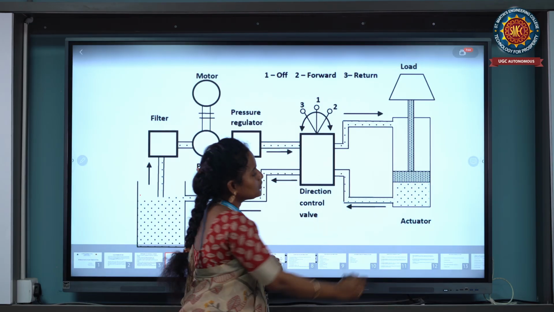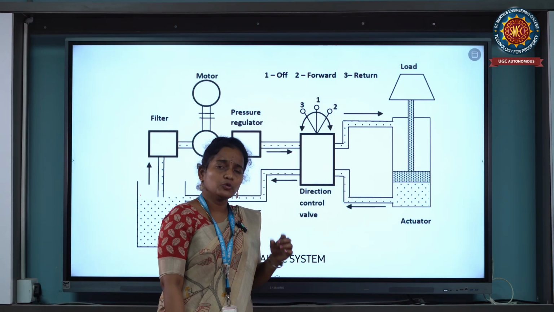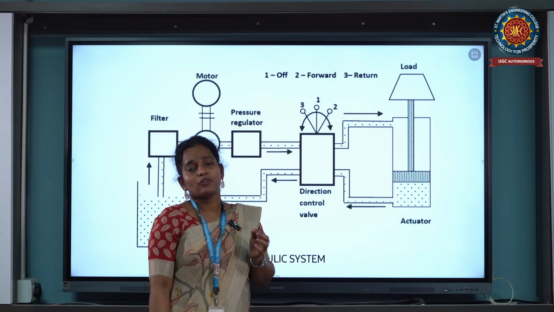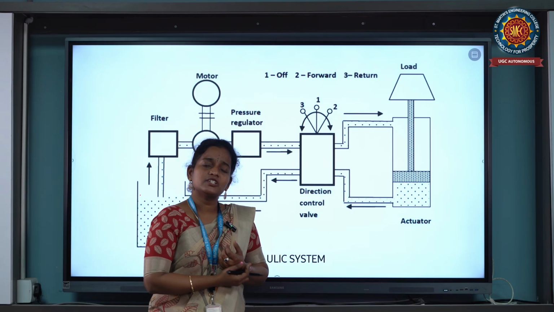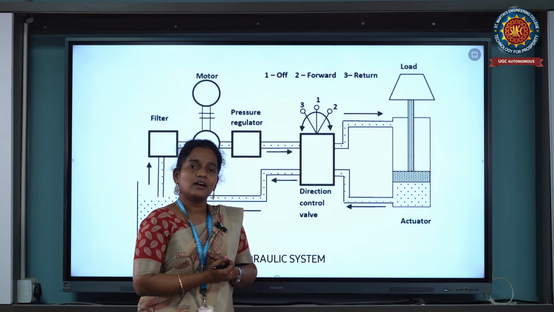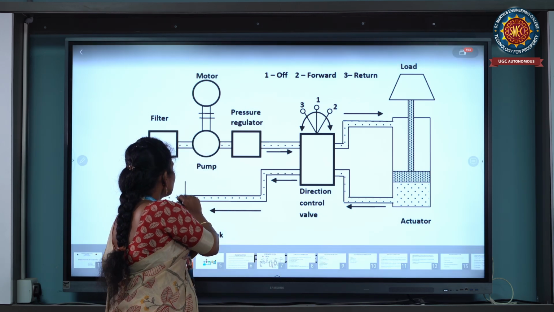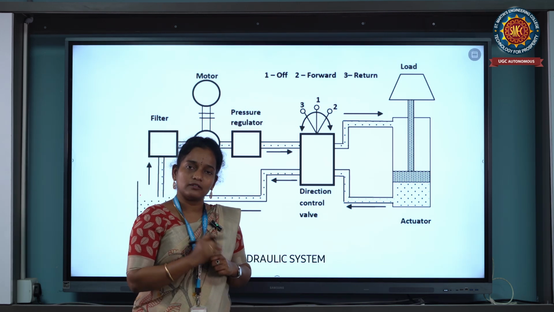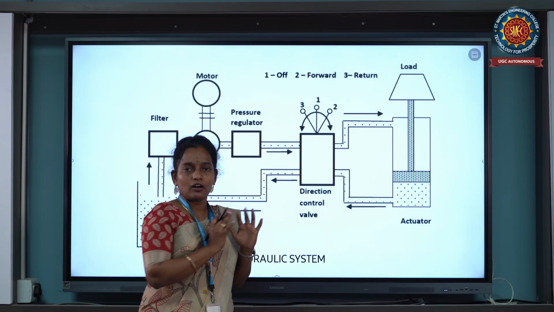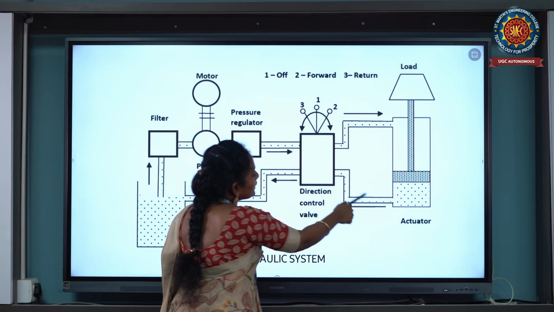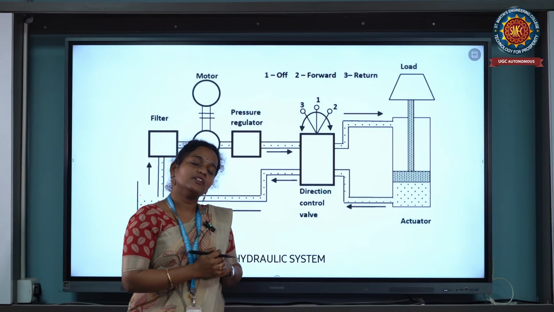Remember, here the actuator is there. What is the use of the actuator? To convert energy from one form to another form. But which type of actuator is used here? A hydraulic actuator. Why? Because here the working fluid is oil, which is a liquid. So that is the reason the actuator type is a hydraulic actuator.